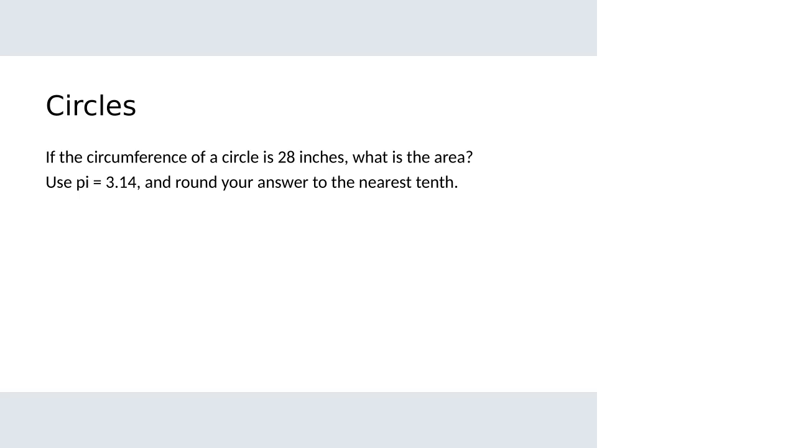If the circumference of a circle is 28 inches, what is the area? Use pi as 3.14, round your answer to the nearest tenth. So this time it doesn't say, here's what your radius is, find circumference and area. This time the question says, if you know what the circumference is, find the area. I'm going to be asked to find the area, and I know the formula for area is pi r squared. So I think what I'll do here is use the formula for circumference that uses radius. That way, I've got radius in both formulas.